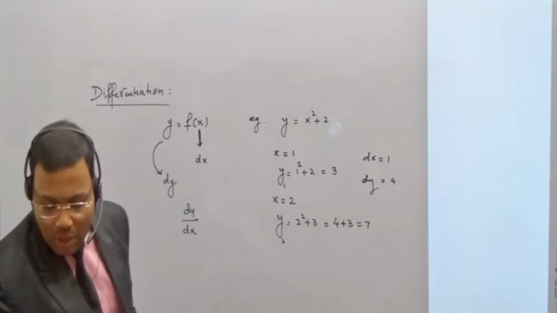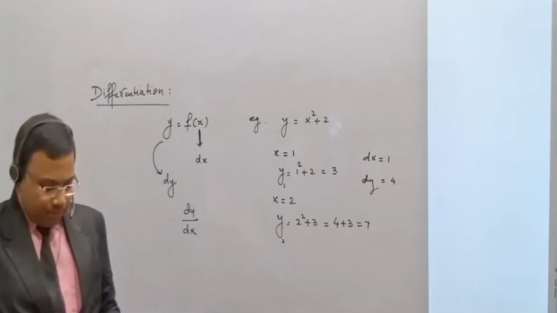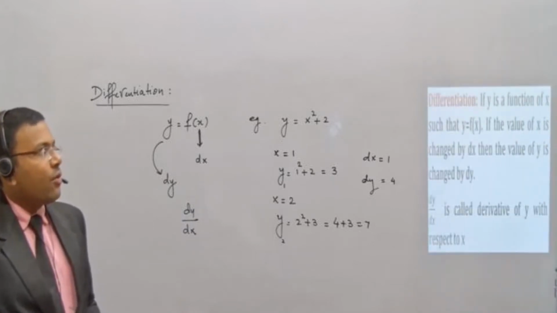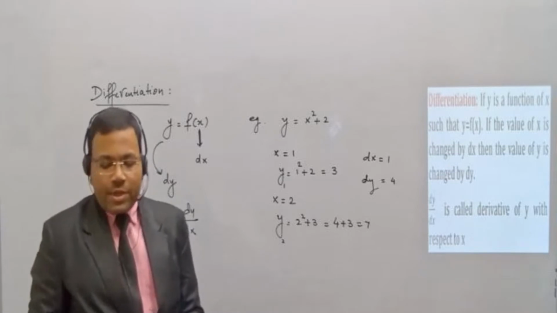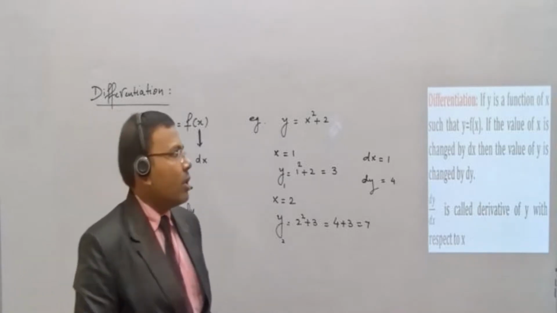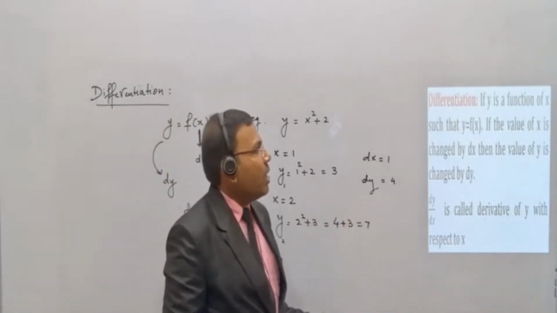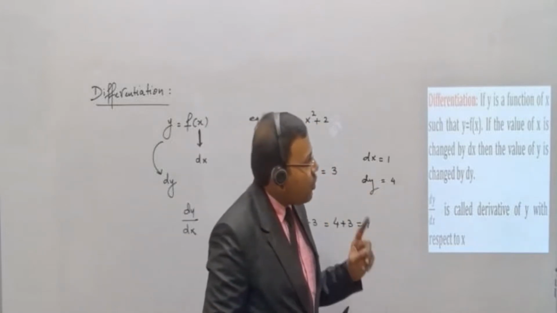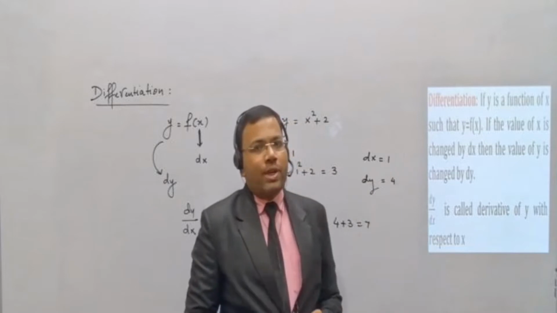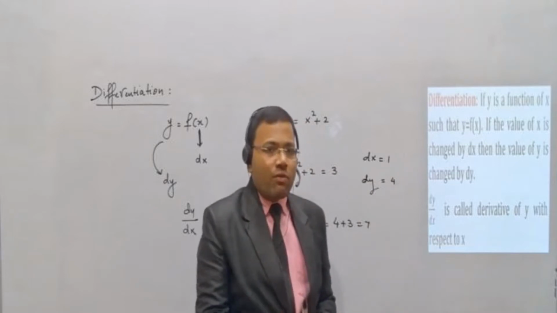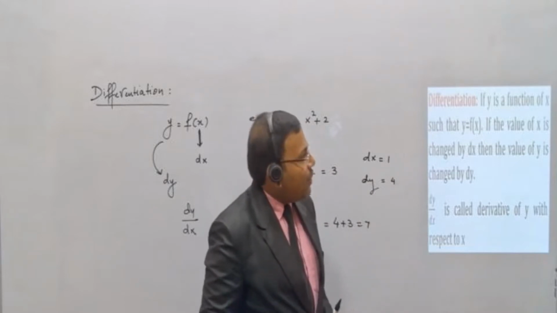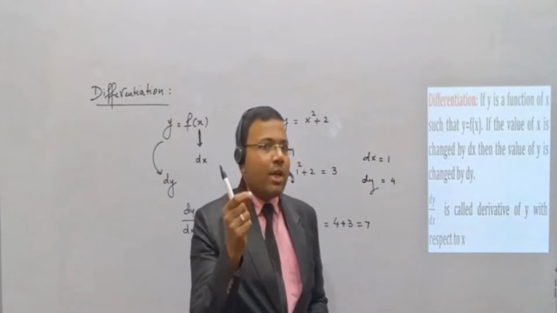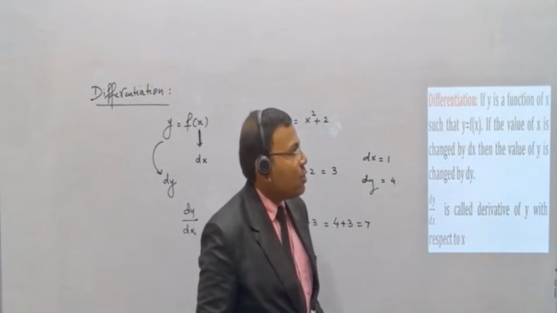So therefore, now come, students, the definition for differentiation. Look, beta, what the definition I have given here is: if y is a function of x, try to understand each and every line. If y is a function of x such that y is equal to f of x, meaning y is a dependent function of x, then if the value of x is changed by an amount dx, then what happens to the value of y?